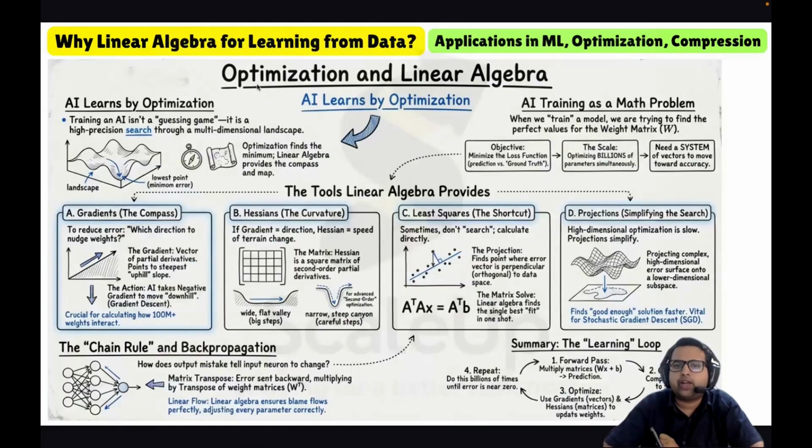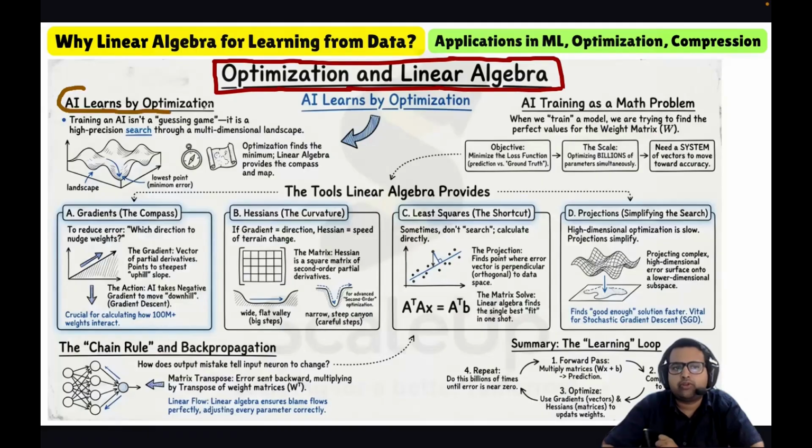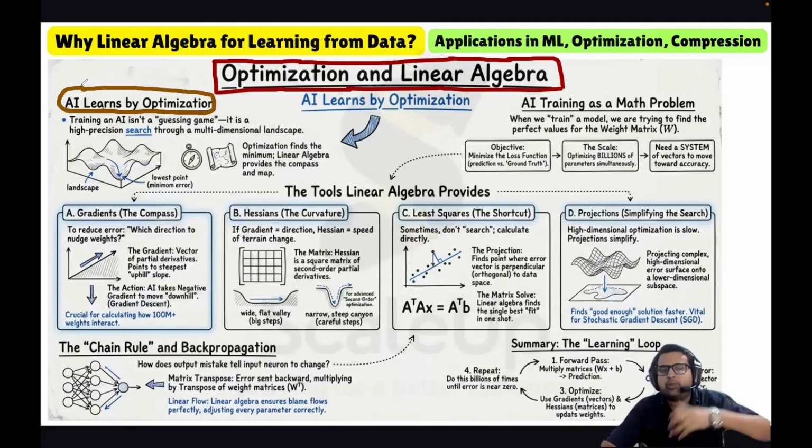Now we will look at the applications of linear algebra in optimization. So, optimization and linear algebra. Basically, AI learns by optimization. The goal of AI is to optimize, that is, minimize the loss function. Now let us see what role linear algebra plays in optimization. Let us try to understand that.